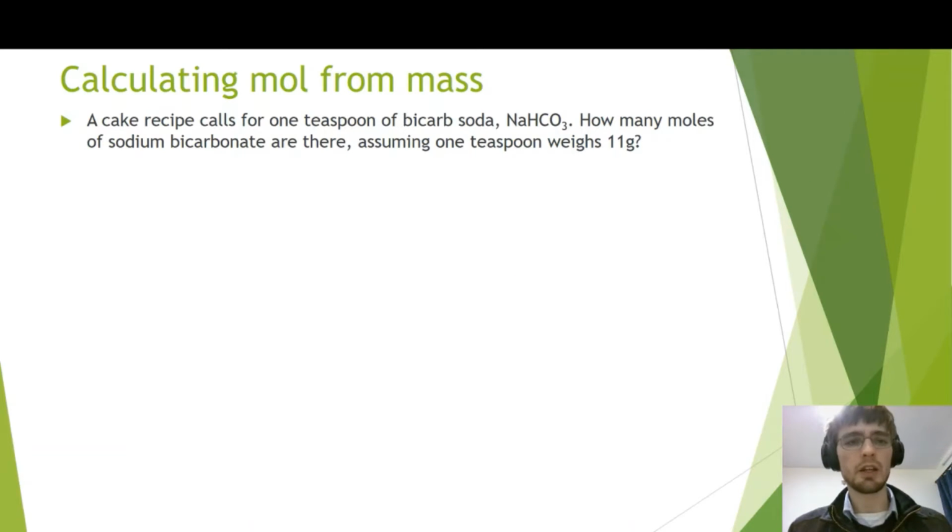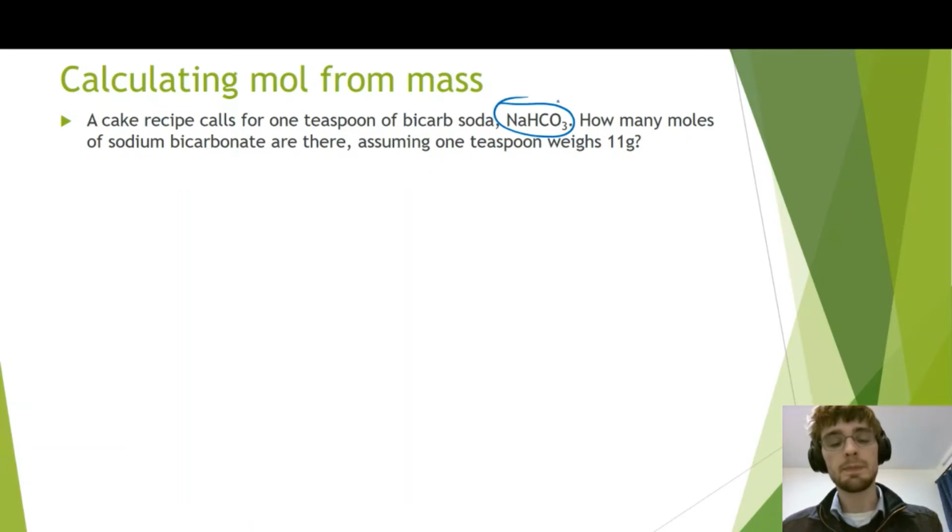So for here, like the previous video, I'm going to be showing you how to do these calculations using the cross proportion, as well as using an equation. So the question here says, a cake recipe calls for 1 teaspoon of bicarb soda, sodium hydrogen carbonate there. So it's actually used as a raising agent just because it can act as a base and release carbon dioxide. And then if you know anything about carbon dioxide, it tends to raise stuff and it makes your cake go up. And then it's not flat, which is great. So the second part of the question, how many moles of sodium bicarbonate are there, assuming 1 teaspoon weighs 11 grams?